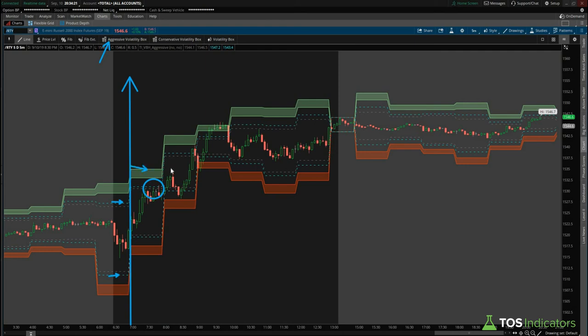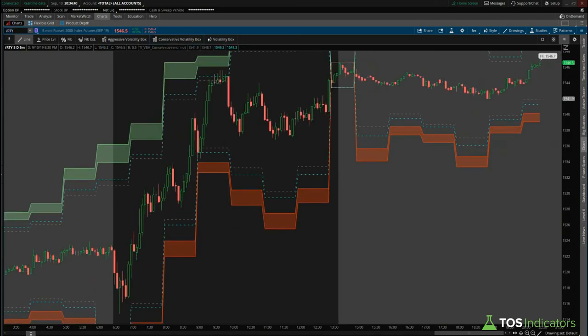Our stop was outside of the volatility box where we gave it 4.5 points of room, and we were looking for that same 4.5, which was unfortunately not hit, and our trade was stopped out. As we were stopped out, that was our sign to then switch on over to the conservative volatility box to see if that respected price action a little bit better. And so we'll just take the second.